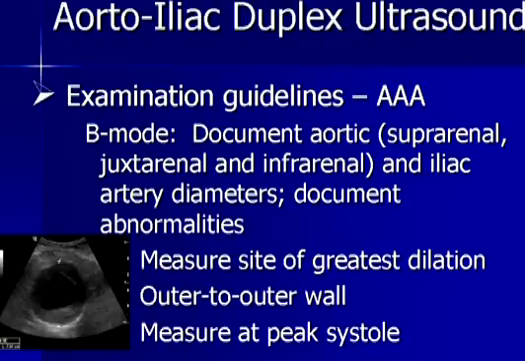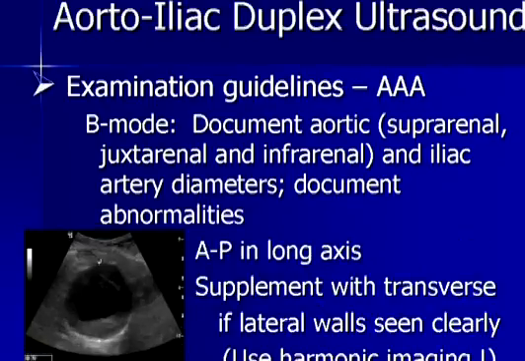You want to obviously measure the site of greatest dilation, as we talked about earlier, using a long axis view first, measuring outer wall to outer wall perpendicular to the vessel lumen, and then supplement that with your transverse views. You should also measure these at peak systole to be consistent from one examination to another. You're going to measure in long axis, supplement them with transverse views, but only if the lateral walls are seen clearly will you make the transverse measurement in a particular case.